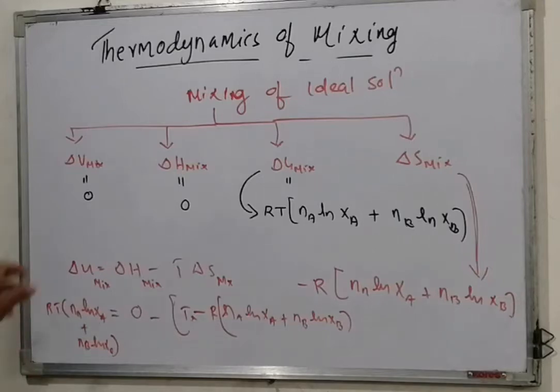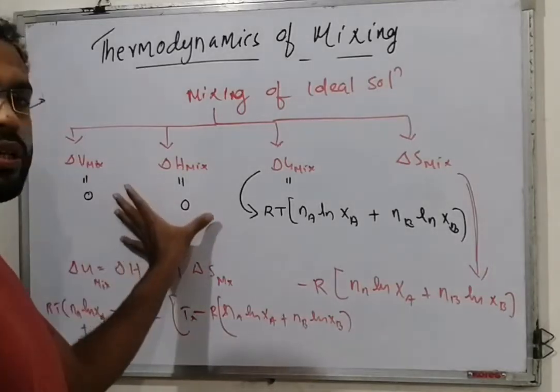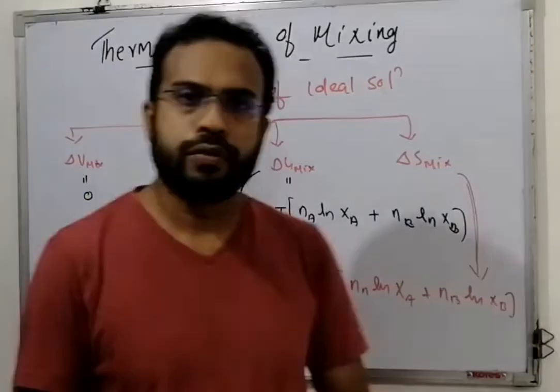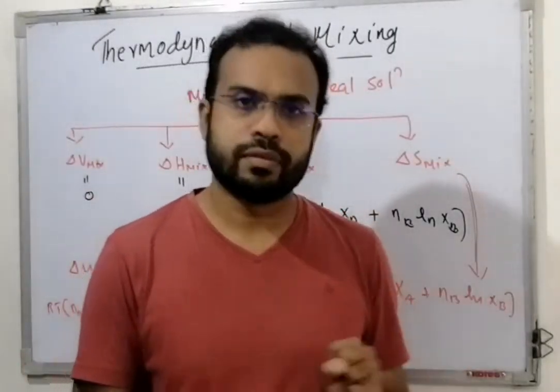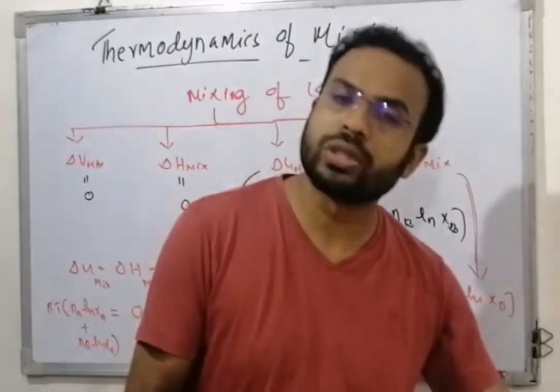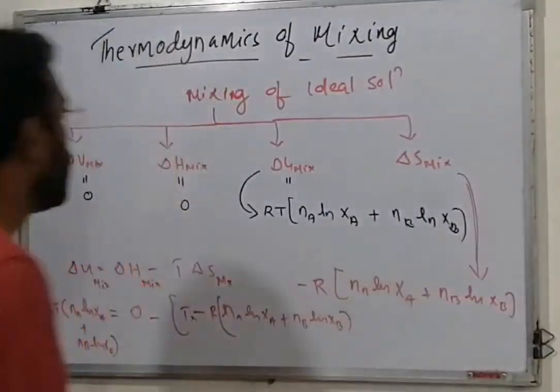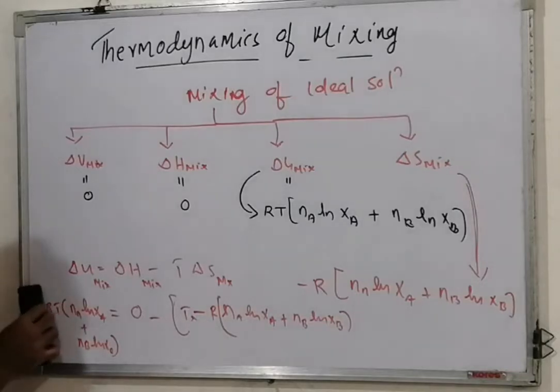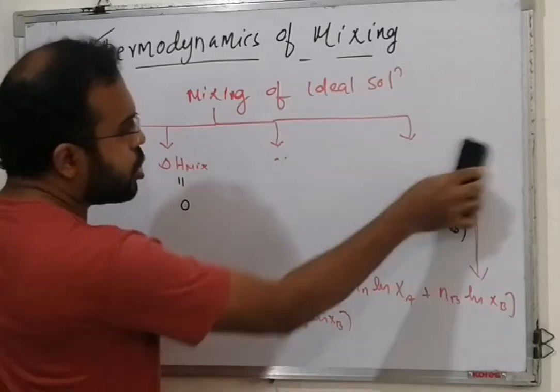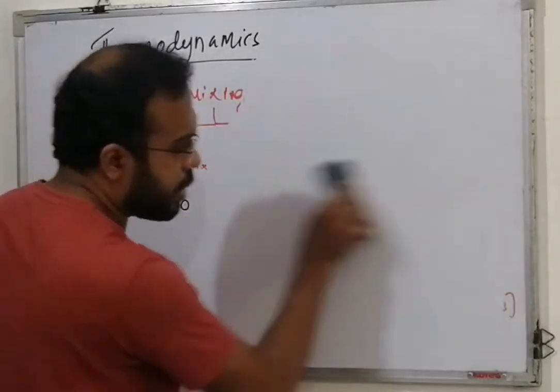Therefore, for an ideal solution, these two terms are 0. For more details, please watch my topic solution video on why delta V mixing and delta H mixing are 0 for an ideal solution. Okay. Now, only these two equations you have to remember. We will write that equation here.